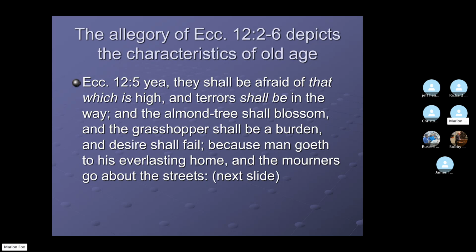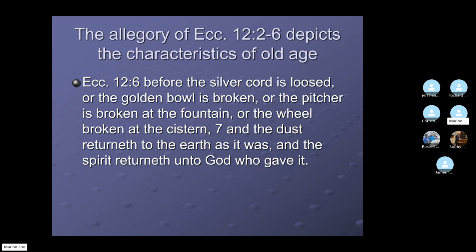The desire shall fail. That's probably the desire of conjugal relations, because man goeth to his everlasting home, and the mourners go about the streets. There's death. It's finally come. So we see this is depicting old age, before the silver cord is loosed and the golden bowl is broken. That's probably talking about death here, or the pitcher broken at the fountain, or the wheel broken at the cistern. All of this is depicting death. The dust returns to the earth as it was, and the spirit returns unto God who gave it.